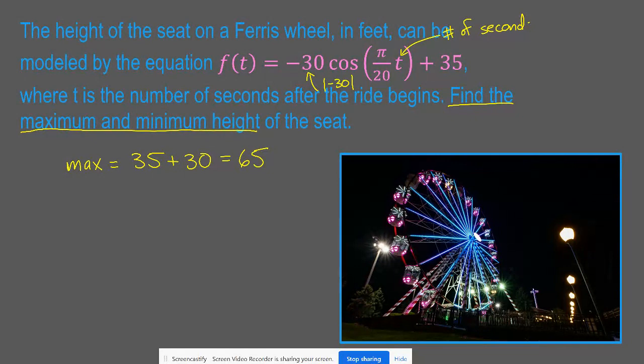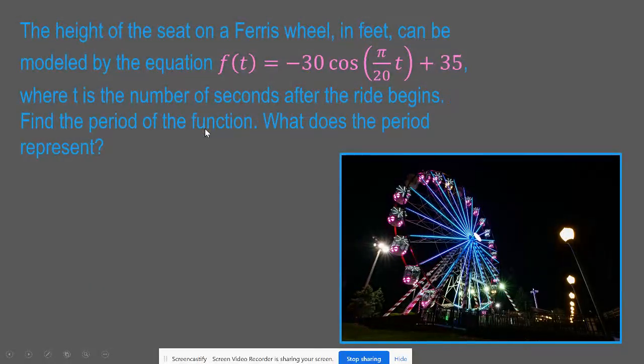To find the low point, the minimum, what you're going to do is take the same two numbers and subtract. So you'll take 35 minus 30. And you will find when you first get on the ride at the bottom, you will be 5 feet off the ground when you sit down at the beginning of the ride. So you will be between 5 feet and 65 feet as you go around that Ferris wheel.